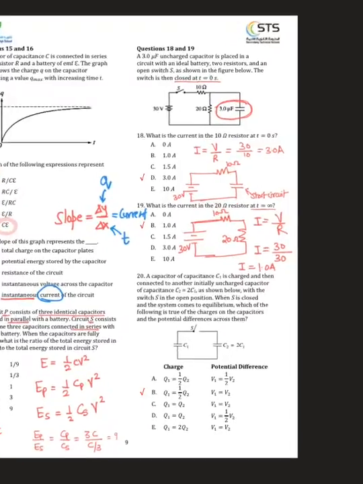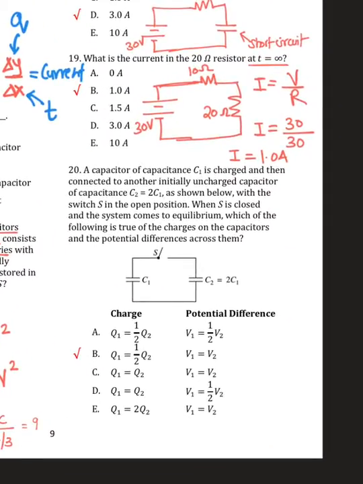Excellent. Okay, next, a capacitor of capacitance C1 is charged and then connected to another initially uncharged capacitor. And the capacitance of the second one is twice the capacitance of the first one. Then we are closing the switch and the system comes to equilibrium. Which of the following is true of the charges in the capacitors and the potential difference across them?